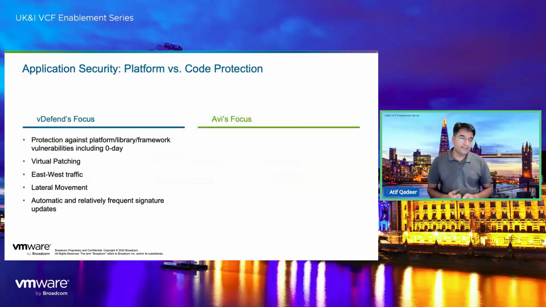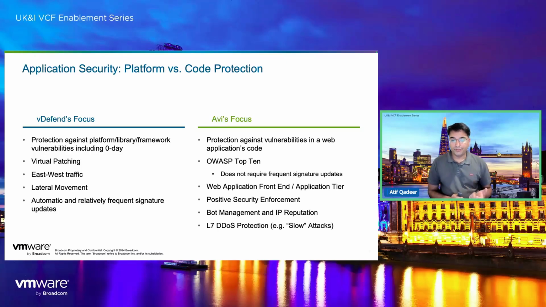Just to quickly set the scene, vDefend's focus is to offer protection against zero-day vulnerabilities. We then exploit advanced use cases, from virtual patching to east-west security, from granular controls that are distributed in nature, to minimize or restrict lateral movement. Avi's focus is around positive security enforcement, bot management, and web application firewall. We basically glued both of those together, from the traffic coming from the web into your east-west territory, which is the VM, and that is what we're going to explore today. However, again, the focus is going to be on vDefend.